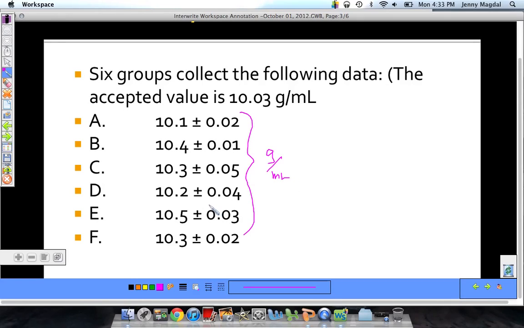A typical question you might have is, looking at the data, did the group get systematic or random error, and why? So if we look at our accepted value here, 10.03, we see that all of these values are relatively close to one another and they're all above the accepted value. So we would call this systematic error. Because it's all precise and inaccurate.